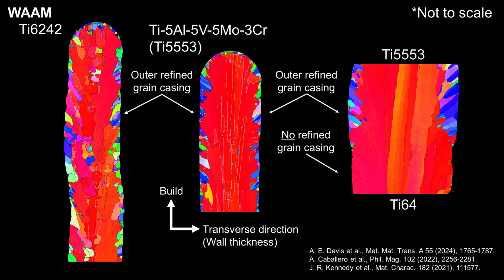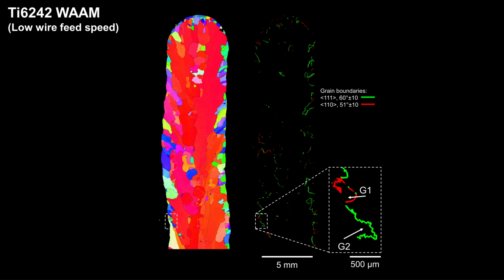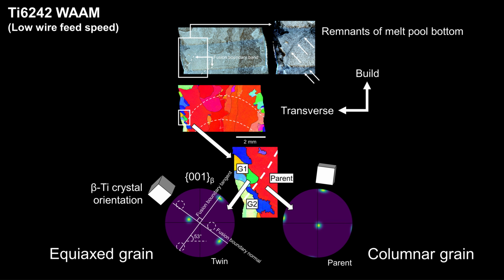You'll notice that the Ti6242 and Ti5553 both have an outer layer of refined beta grains, whereas the Ti64 doesn't. And here's a Ti6242 sample from the current study where we've investigated their origin more closely. The two example grains, labelled G1 and G2, both exhibit beta twin boundaries. If we compare their locations to an optical image of the same sample etched, we can see they coincide with the boundary between two deposited layers, which curves towards the outer edge of the wall.